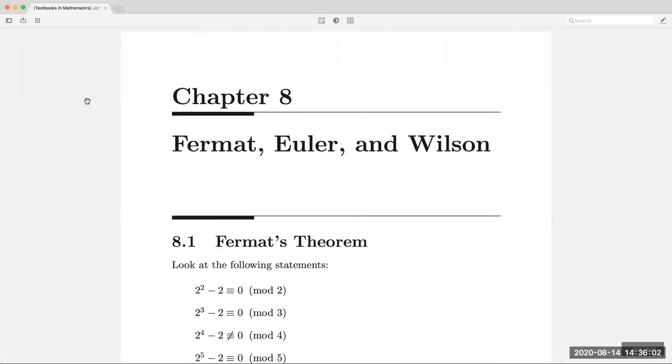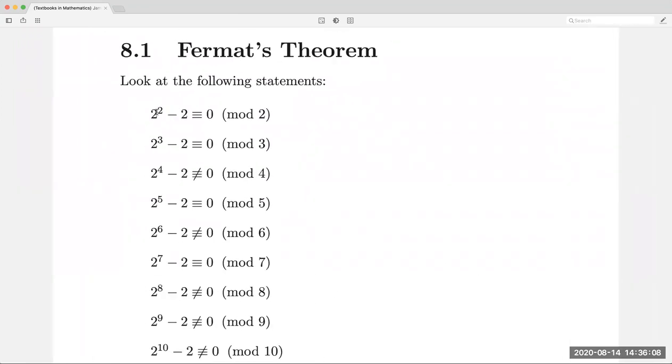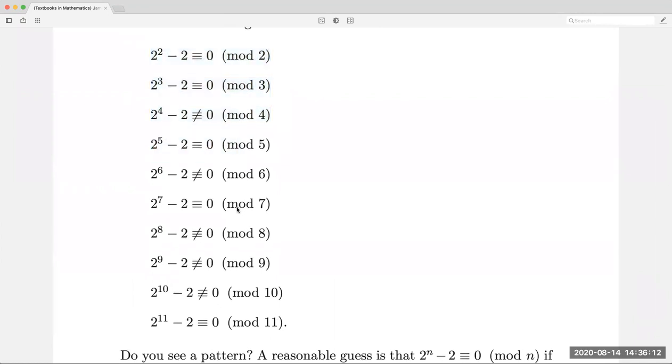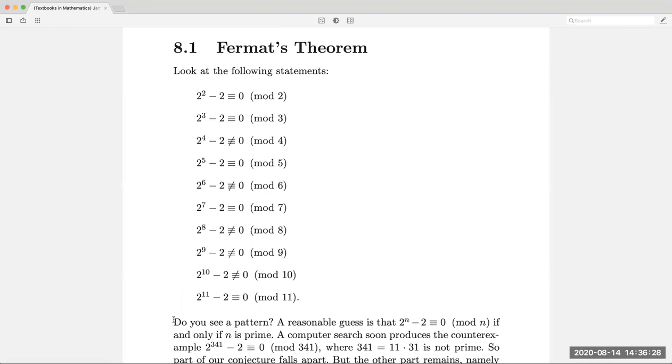Okay. So let's talk about the Fermat Principle. This is really interesting if you have a look. You can see that there is a pattern here. It seems there is a pattern: 2 to the power n, if n is a prime number, then 2^n minus 2, after you divide by n, the remainder is 0. It looks like this.